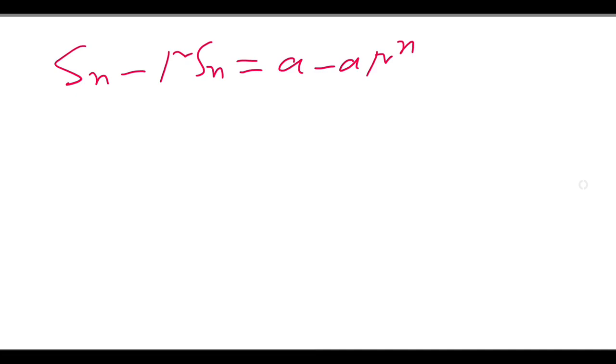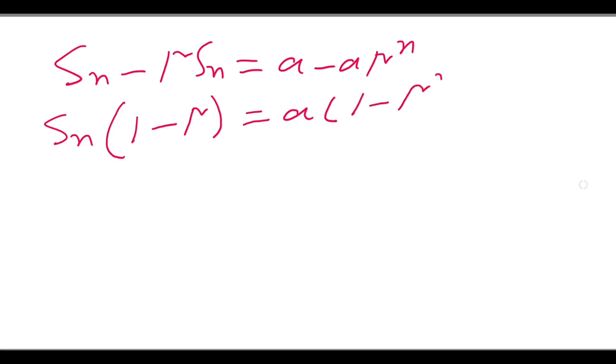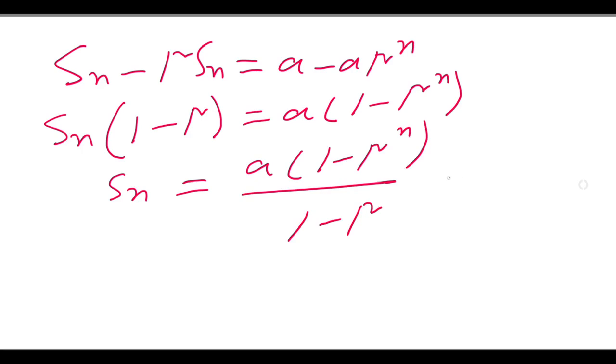So I'm going to factor and solve for Sn. I'm going to factor Sn out here, so we're left with 1 minus R. On this side, you factor A out, and we're left with 1 minus R power n. Now divide by 1 minus R to isolate Sn. So Sn is equal to A times the quantity 1 minus R power n, over 1 minus R. R shouldn't be equal to 1.